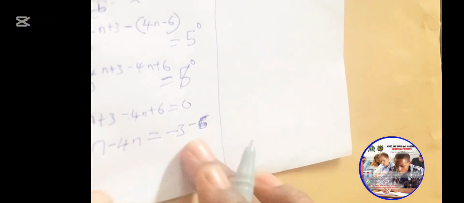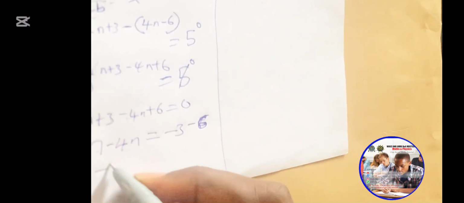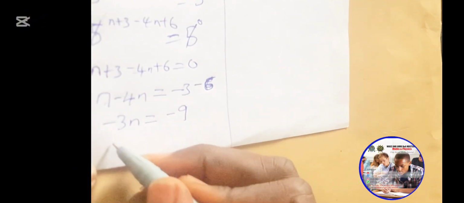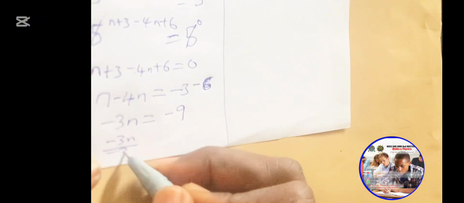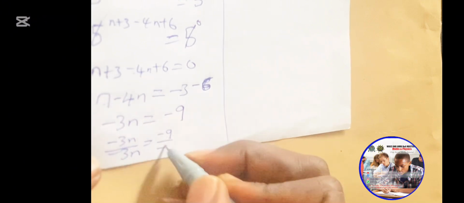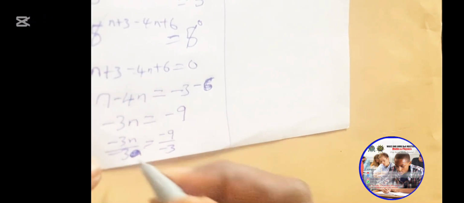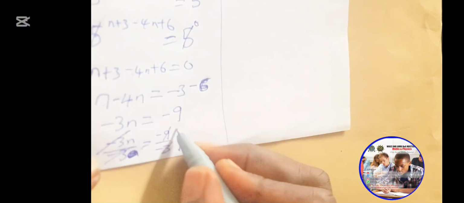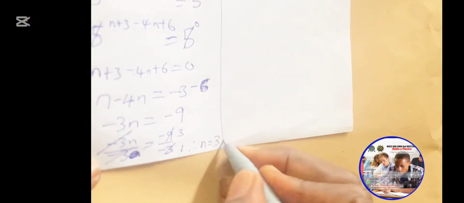Right? And then we add them together. When you add this and this, you're going to have minus 3n equals to, and when you add these two together, you're going to have minus 9. So the next thing to do is to divide both sides by minus 3. So that you say minus 3n divided by minus 3 equals minus 9 divided by minus 3, so that minus 3 cancels minus 3. Minus 3 here is 1, minus 9 divided by minus 3 here is 3. Therefore, our n is equal to 3. Alright.